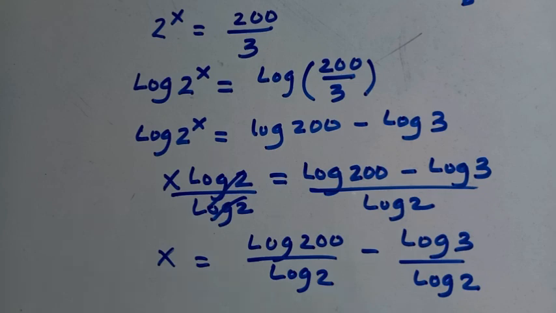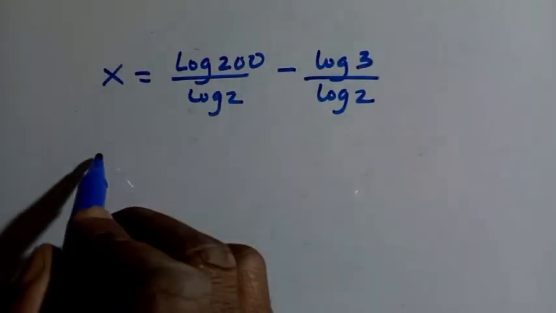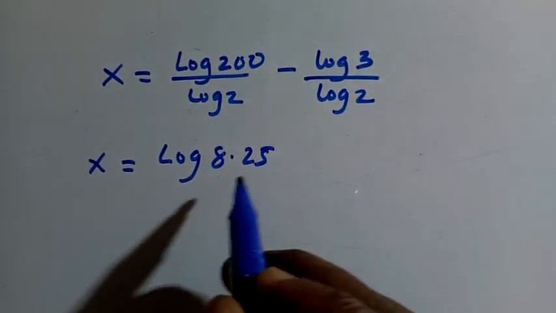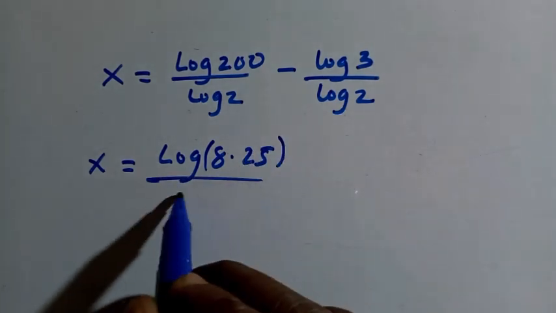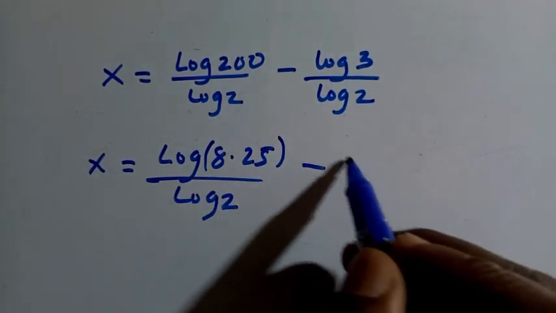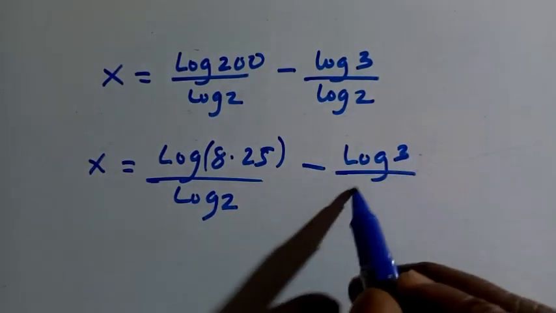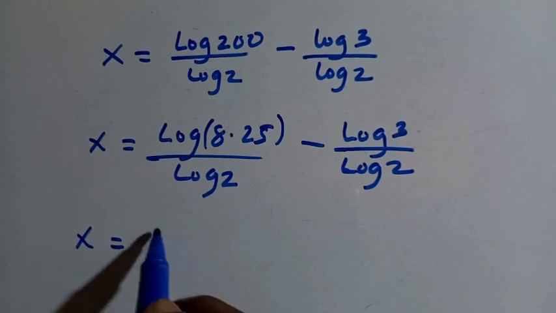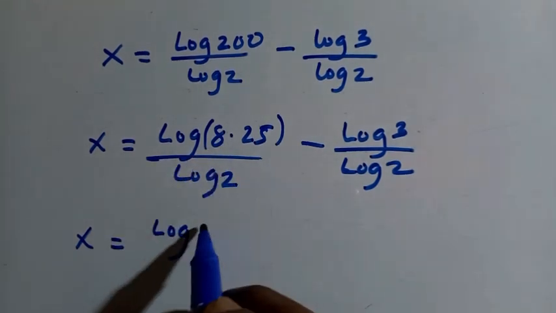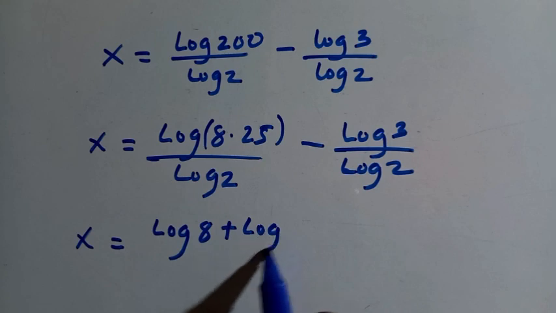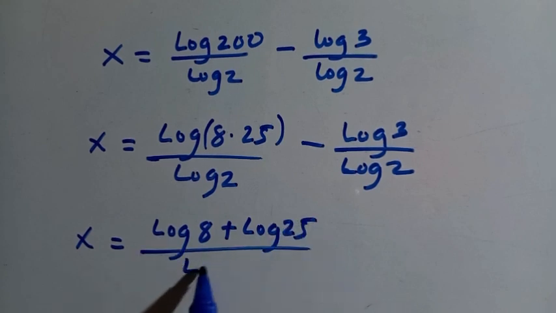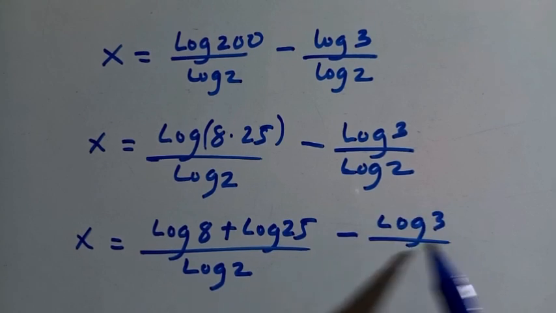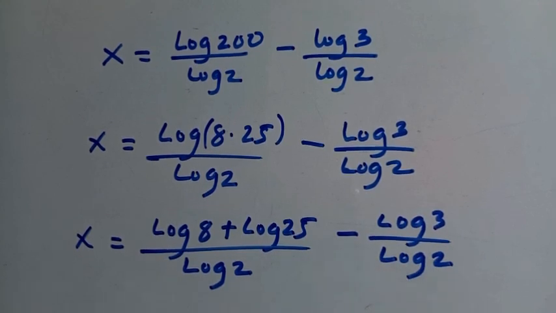And in the next step, suppose we write this 2 over 2 as 8 multiplied by 25, divided by log 2 minus log 3 divided by log 2. And next we have x equals, if we apply the product rule, log 8 plus log 25, divided by log 2 minus log 3 divided by log 2.